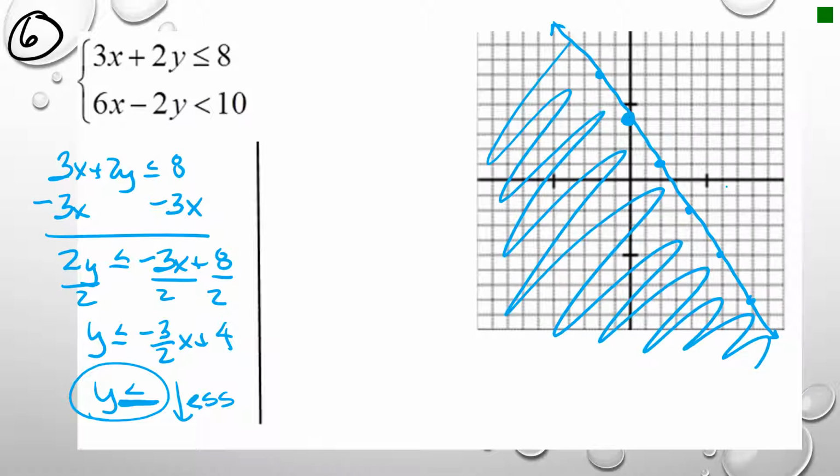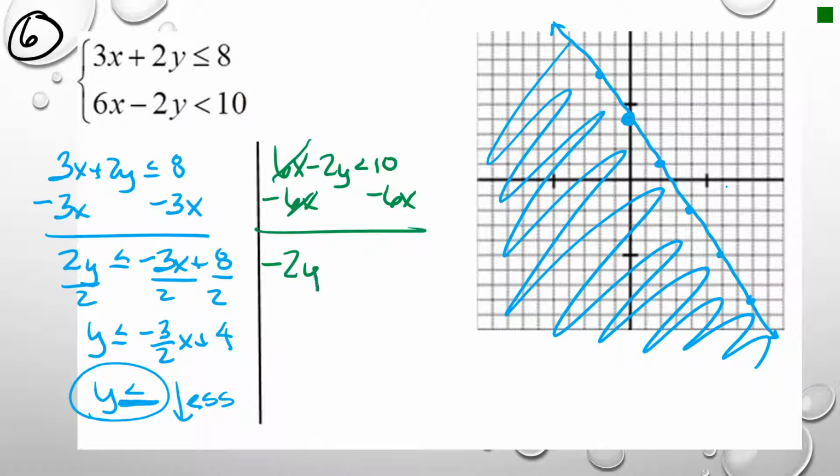All right, then the next one. 6x minus 2y is less than 10. We're going to subtract 6x. Don't lose that negative sign. Negative 2y is less than negative 6x plus 10. I'm going to divide everything by negative 2.